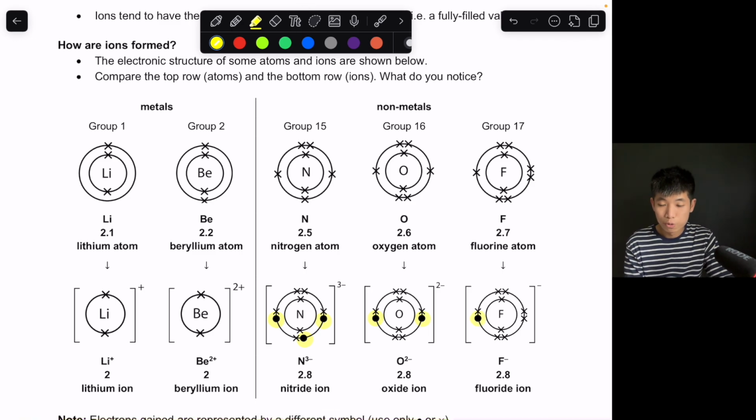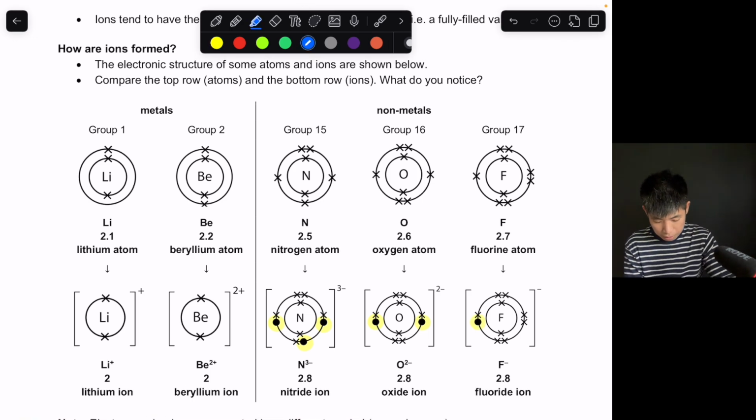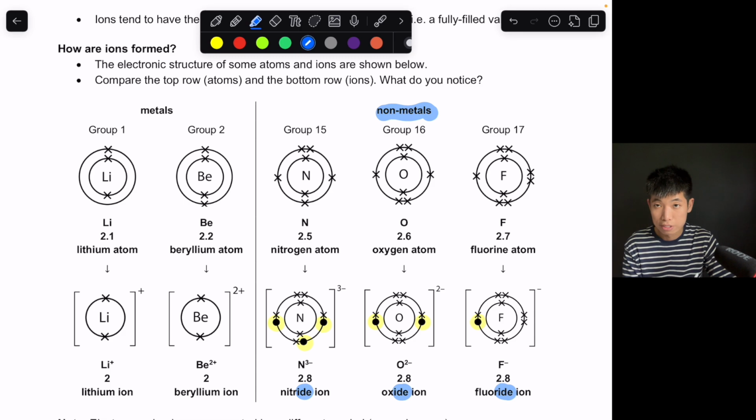One thing I would like you to notice is how the naming is done. For your nonmetals, when the atom becomes the ion, the end part of the name will change to the ide form. So nitrogen becomes nitride, oxygen becomes oxide, and fluorine becomes fluoride. For the metals, the name stays the same, we'll just state that it is an ion instead of an atom, just to be clear.